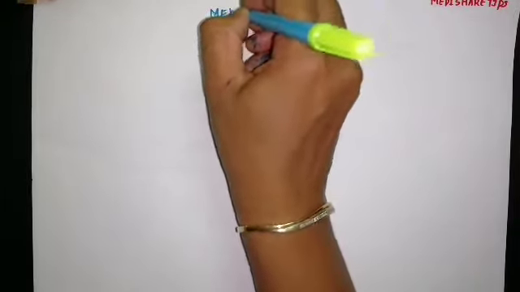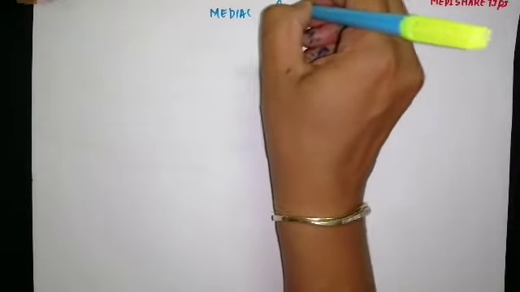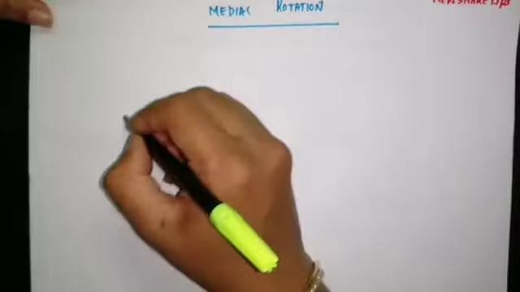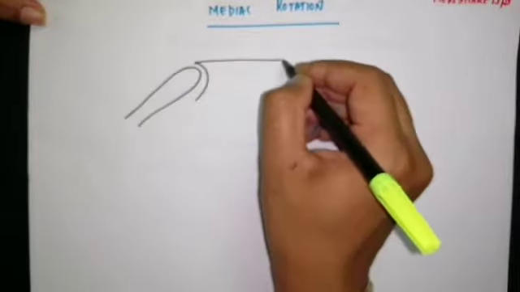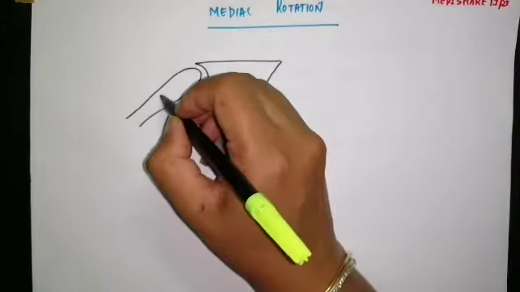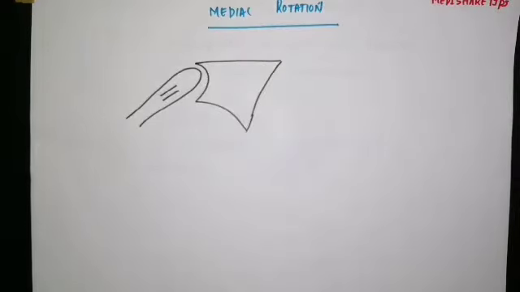We'll be discussing the third part of the shoulder joint here. We will start with the medial rotators at the shoulder joint, that is medial rotation. Medial rotation is carried out by the muscles which are attached to the bicipital groove, that is the various lips of the bicipital groove.